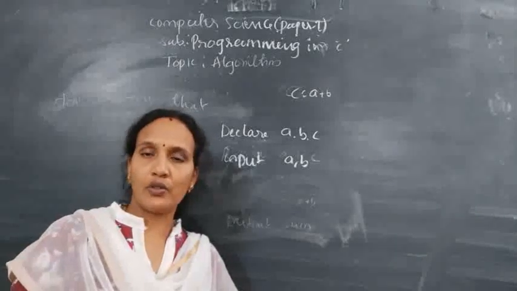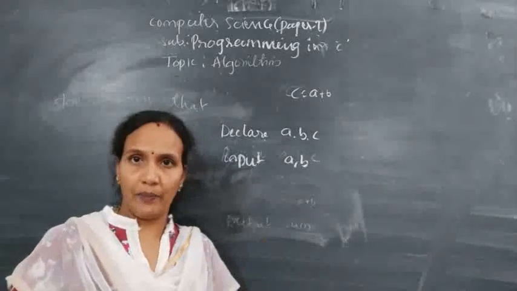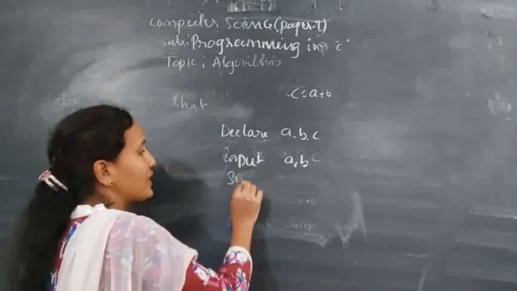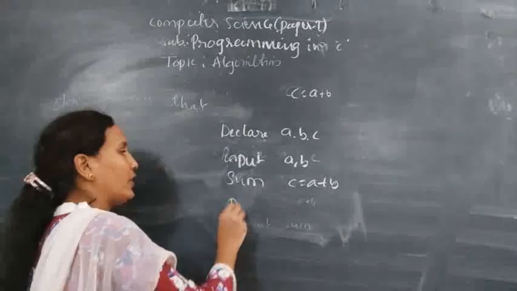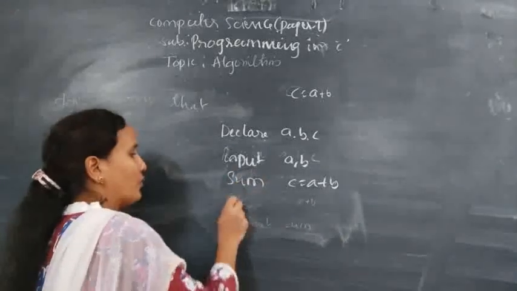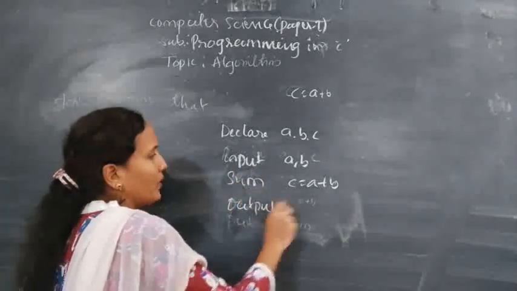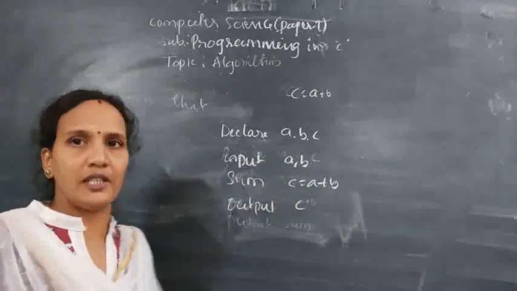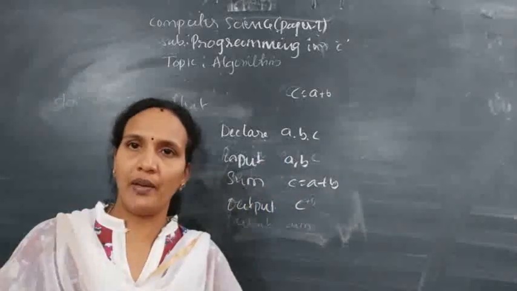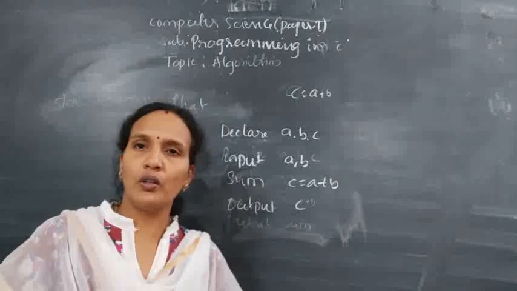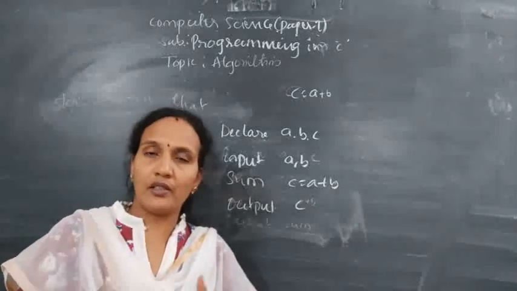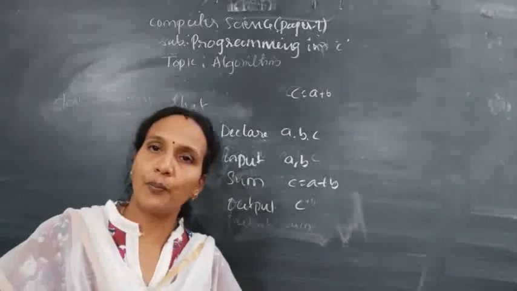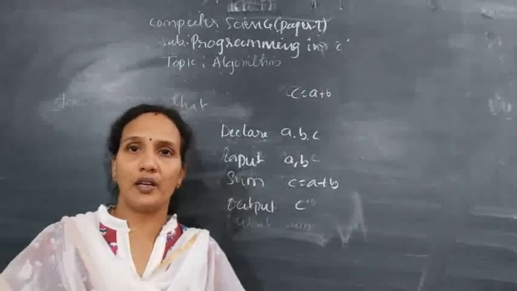After storing values in a and b, what is the next step? You need to calculate: sum, c equals a plus b. After that, you need to print, which is called output. Output c. This is a simple procedure. Not only in programming languages, if you want to perform any actions, there should be a sequence, a procedure. That procedure is called an algorithm in programming.